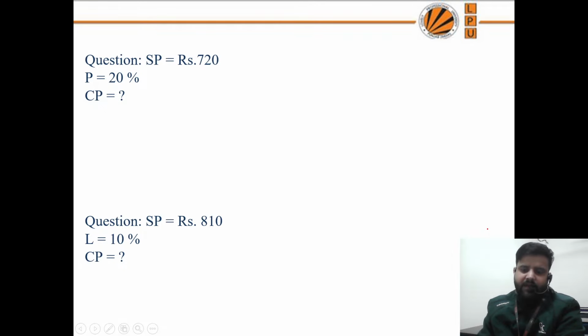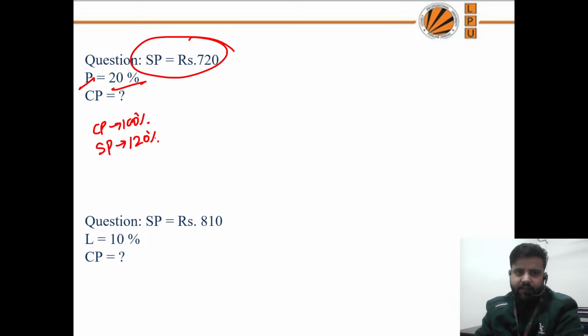Okay, let's see them one by one, with the unitary method first. CP is always your 100%. SP depends on profit. Profit is there, of 20%. So that's why I'll write here 120%. In the question, you are given SP. So it means you are given the value of 120%, which is 720.